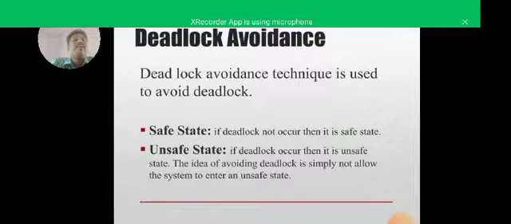Okay, how to avoid the deadlock? We have to use two concepts. One is safe state, another one is unsafe state. Safe state means if deadlock does not occur, then it is a safe state. Unsafe state means deadlock occurs, then it is an unsafe state.